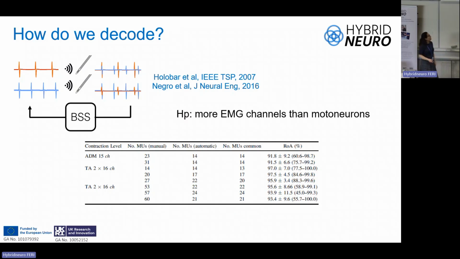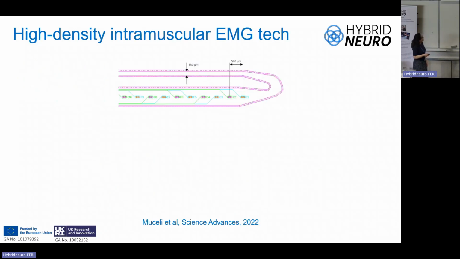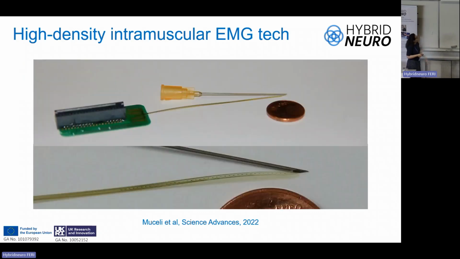So the next step was, why don't we increase the density of the channels? This is what we have done in our latest development. We now have an electrode with 40 detection sites distributed over 2 centimeters. This is how the electrode looks, and here you are able to see the electrodes. It's very similar to the previous one that I showed you. The connector, of course, is much bigger because you have more channels to record from.